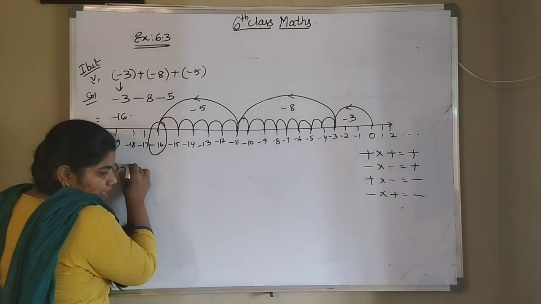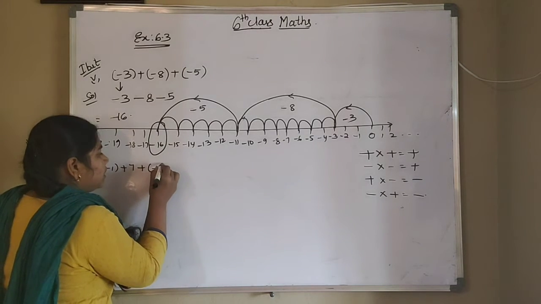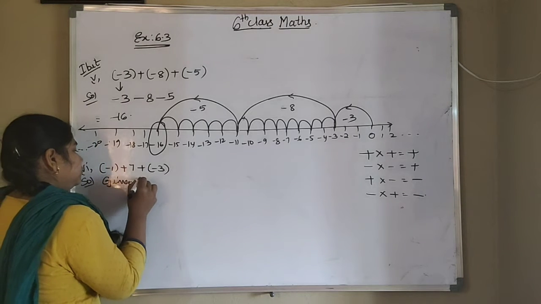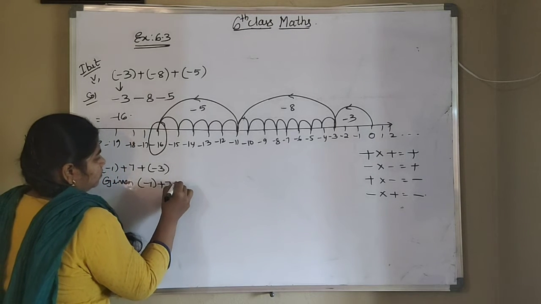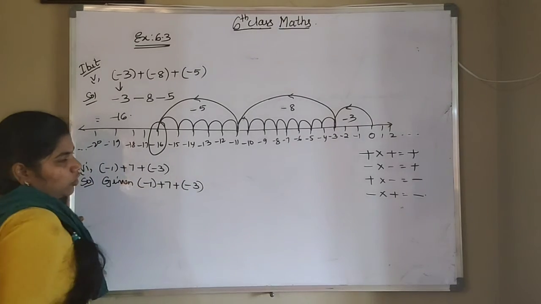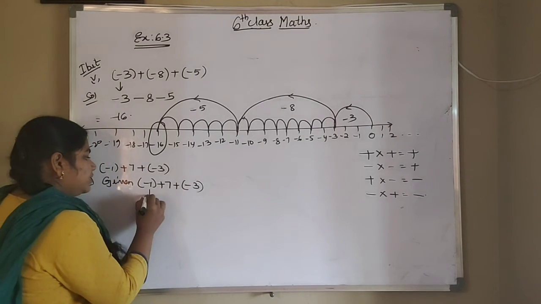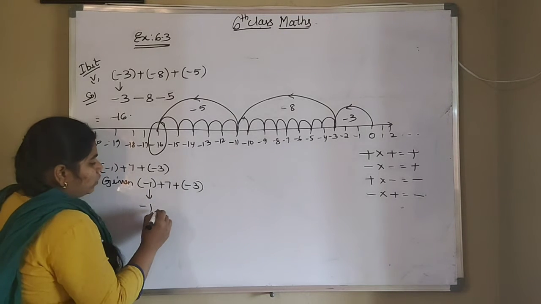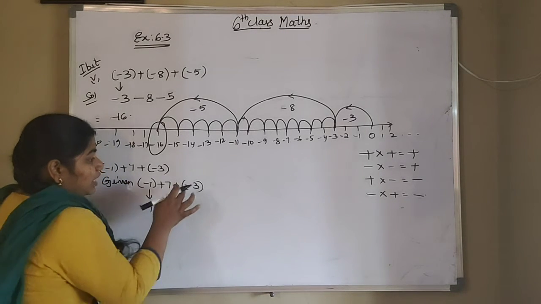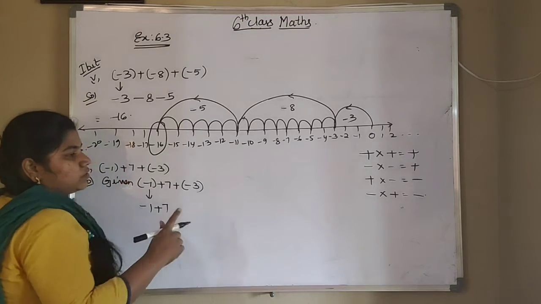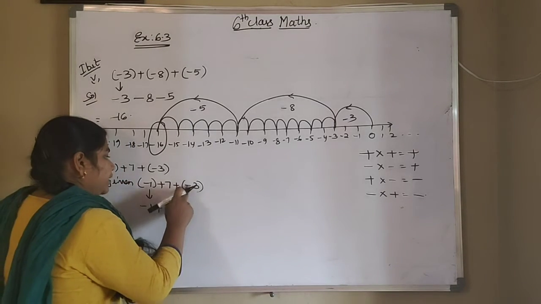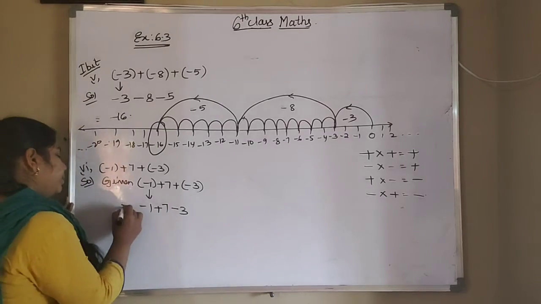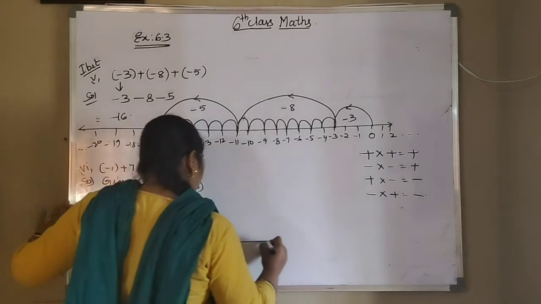-1 plus 7 plus of -3. Okay, always the first number should be as it is, -1. Plus 7 is having only a single sign, so write as it is. 3 is having a double sign, so make it into a single sign. Plus into minus is -3. Now this value you have to represent on a number line. So I am drawing a number line.